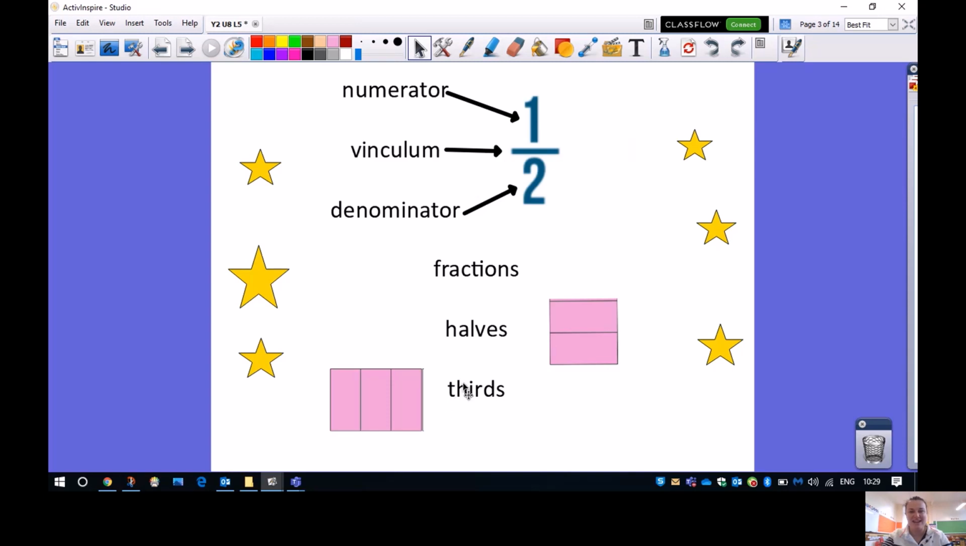Let's say all our keywords together. Numerator, vinculum, denominator, fractions, halves, thirds.